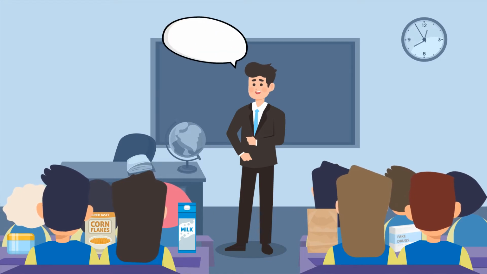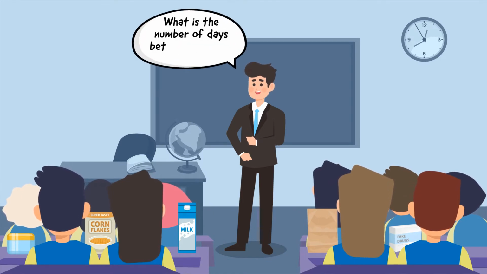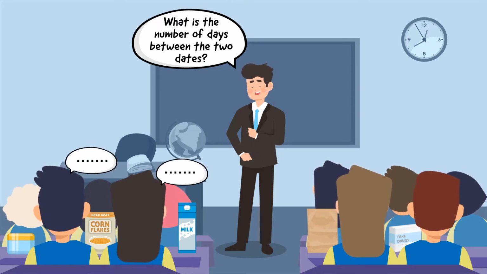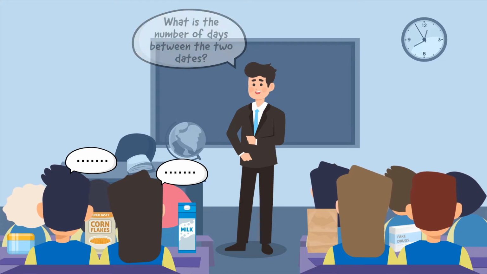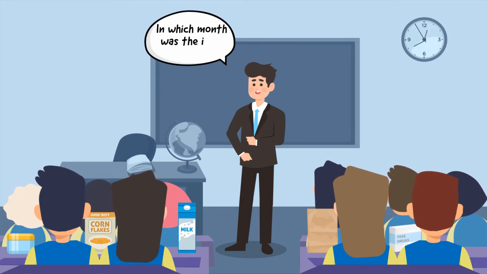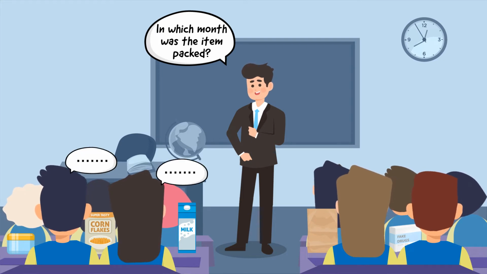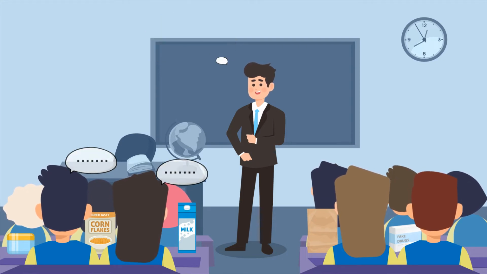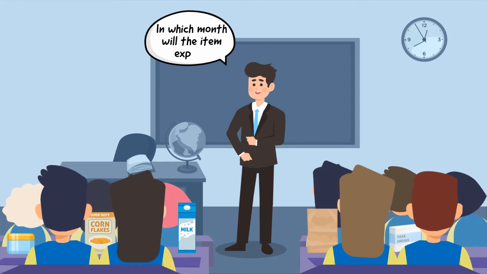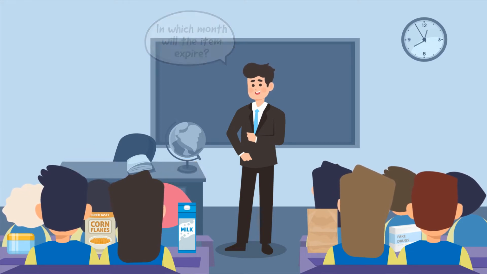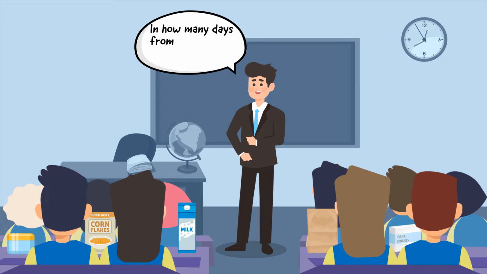Next, ask what is the number of days between the two dates. Allow the students to respond. Then, ask the students in which month was the item packed. Allow the students to respond. Further, ask in which month will the item expire. Accept all responses from the students. Lastly, ask the students in how many days from the current date would the item expire.